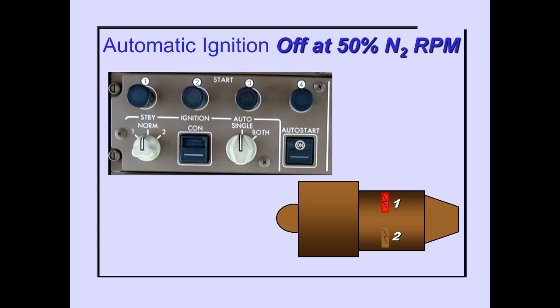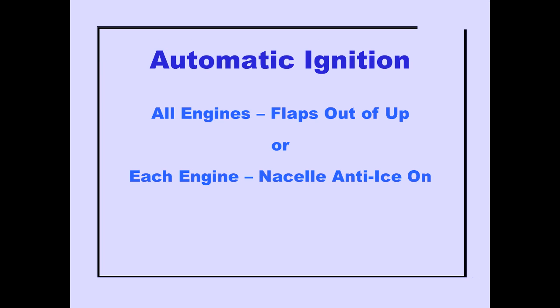Automatic ignition occurs during the engine start cycle until the selected igniter shuts off at 50% N2 RPM. Automatic ignition occurs for all engines when flaps are out of the up position. Automatic ignition occurs for each engine that has nacelle anti-ice on.